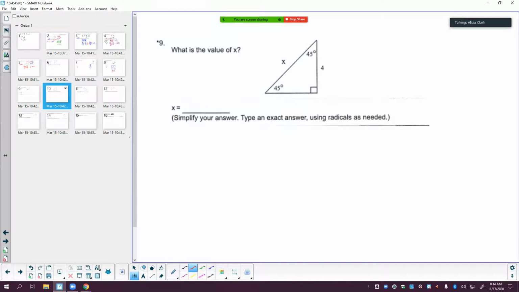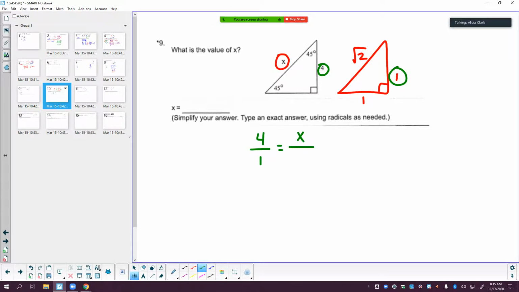Okay, so on this one, it's asking you what is the value of x. You're trying to figure out what the hypotenuse is. So this one right here. Compare that to our original triangle. 1, 1, square root of 2 for 45, 45, 90. My hypotenuse was supposed to be square root of 2. I have a leg of 4 that I can compare to the leg of 1. So 4 compares to 1. X compares to square root of 2.